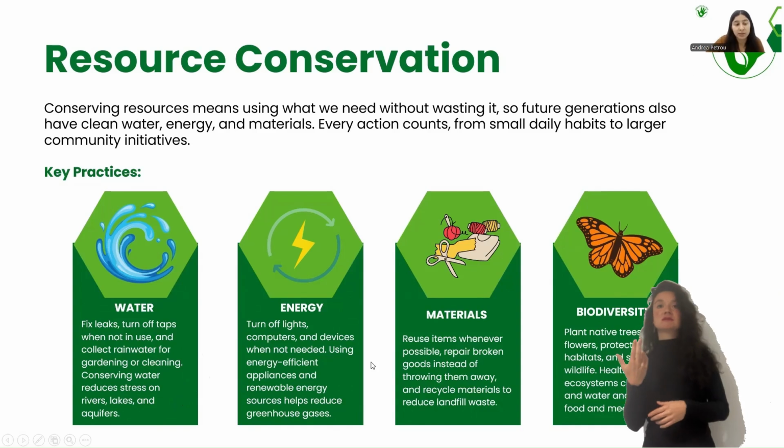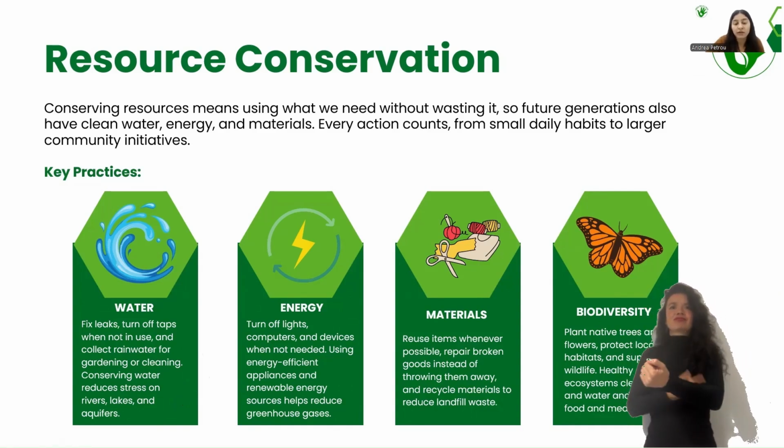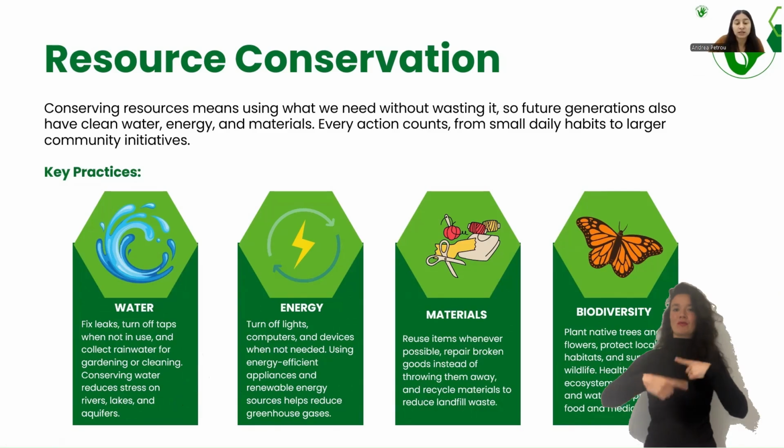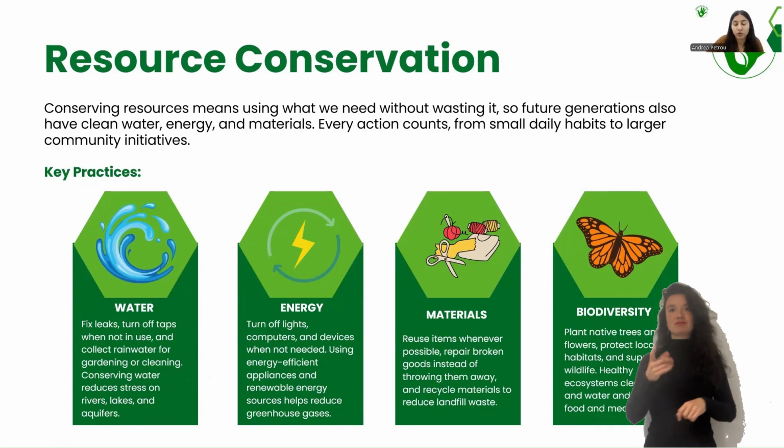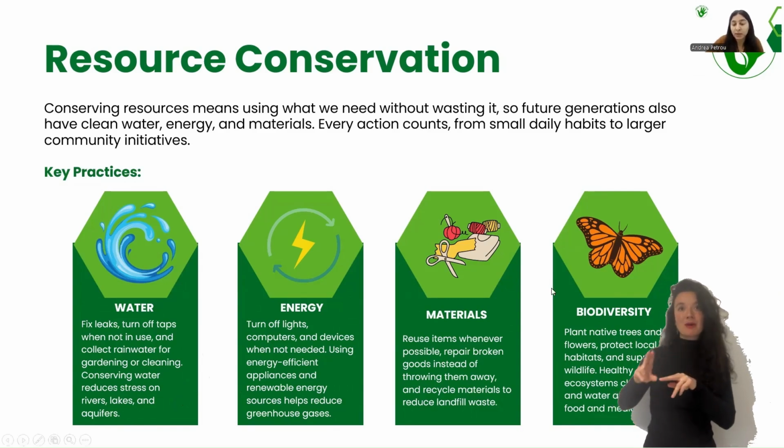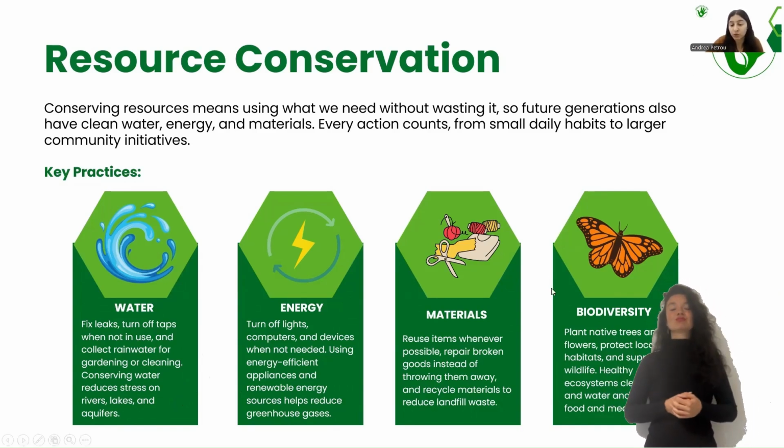About energy, some examples that we can do are turning off the lights, computers, and devices, using energy efficient systems, and renewable energy sources. About materials, rather than buying new things, we can reuse items, repair them, and recycle materials as well. And biodiversity is really important as well. We should plant native trees and flowers and protect the ecosystem of our country and not disrespect it.